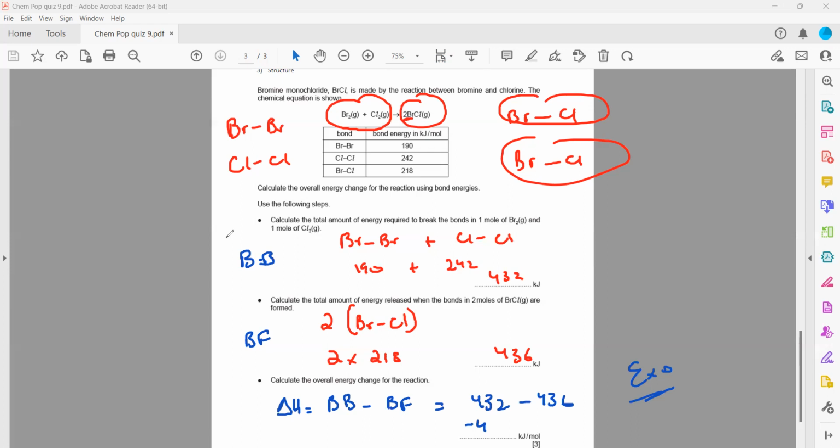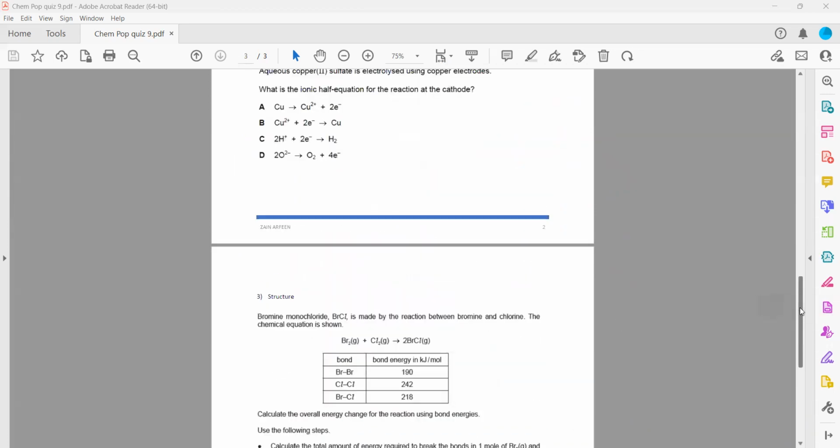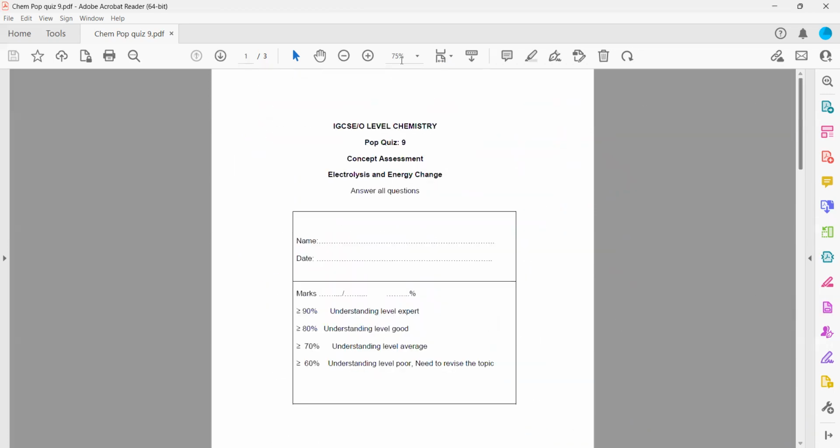Is it clear, this one? So this was the pop quiz, which was related to electrolysis and the energy changes.